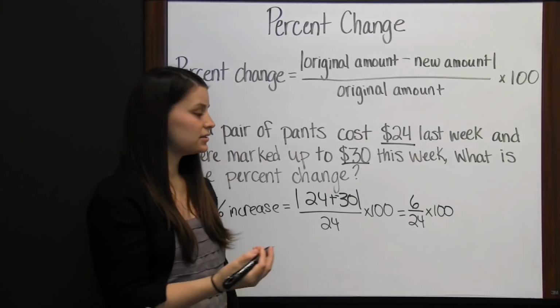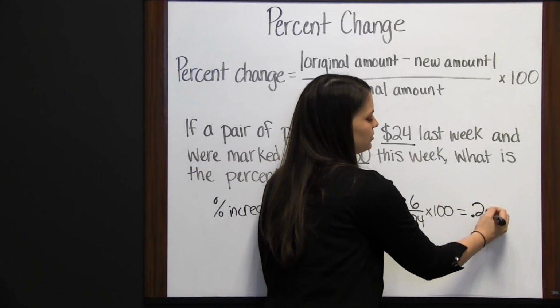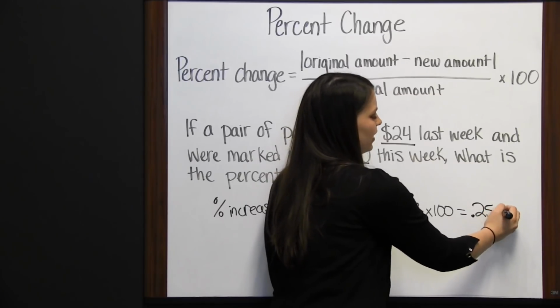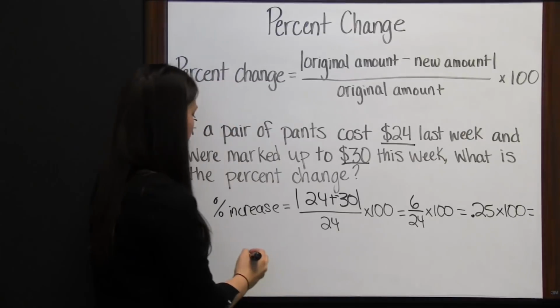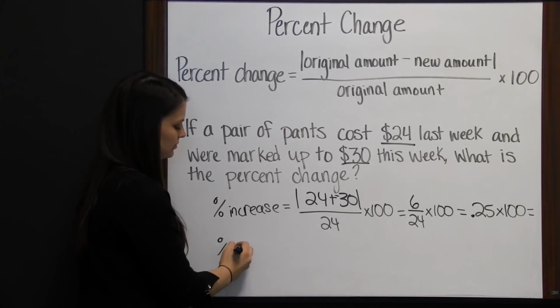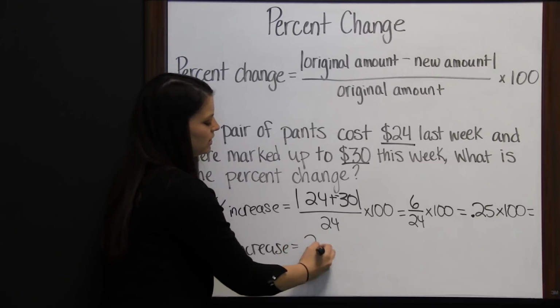And 6 divided by 24 is 25 hundredths. So 25 hundredths times 100 would give us a percent increase of 25%.